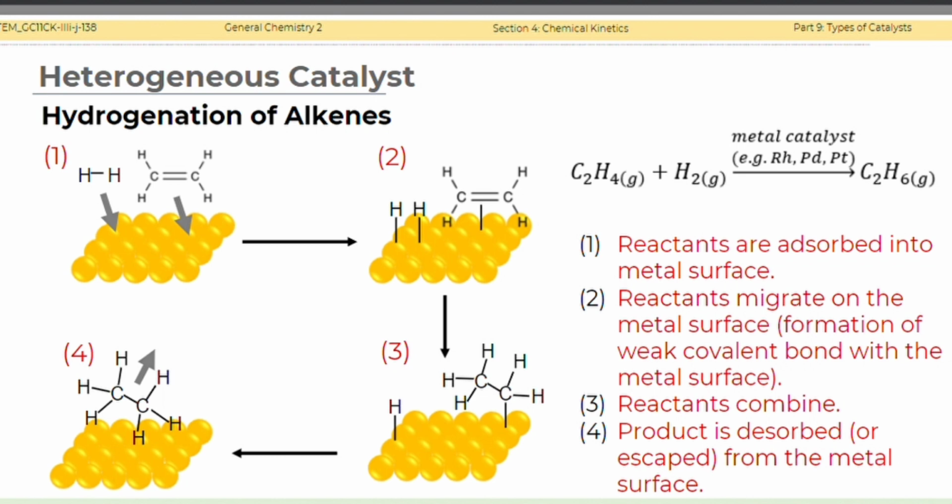Number 1. Reactants are adsorbed into the metal surface. Number 2. Reactants migrate on the metal surface, forming weak covalent bonds with the metal surface. Number 3. Reactants combine. Number 4. The product is desorbed or escapes from the metal surface.